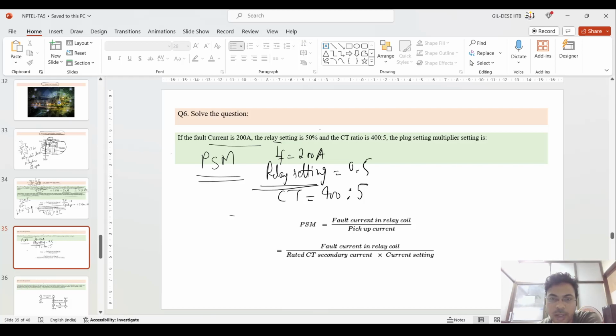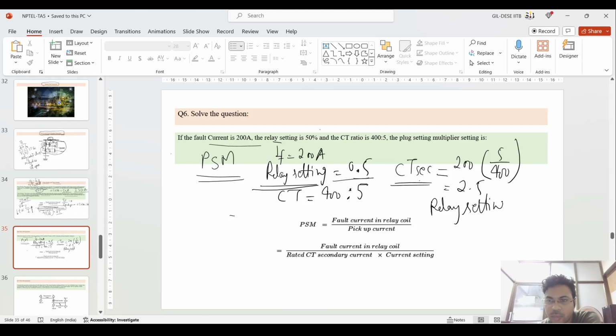What I have told, the circuit breaker will operate by the command of relay and the relay will operate based upon the relay setting that is given. So for the relay setting, to take this into account, what kind of plug setting and multiplier settings of this relay there are, you have to take the CT secondary current, because the CT primary current is being transferred to the CT secondary for the operation to make this circuit breaker on and off. So what will be the CT secondary current? 200 multiplied by 5 by 400. It will come out to be 2.5.